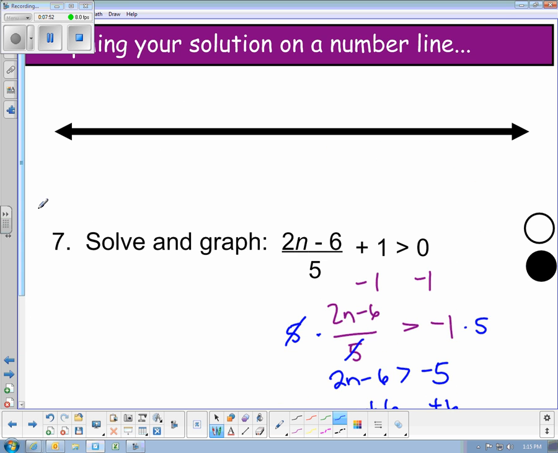So on my number line, I'm graphing n is greater than 1/2. I need to put in my 0, and I'm going up to a half, so if this is my 1, there's my 1/2 approximately. It's greater than without the equal to, so I'm going to leave an open circle. And my solutions are greater, so I'm shading to the right. A lot of shading to the right today.